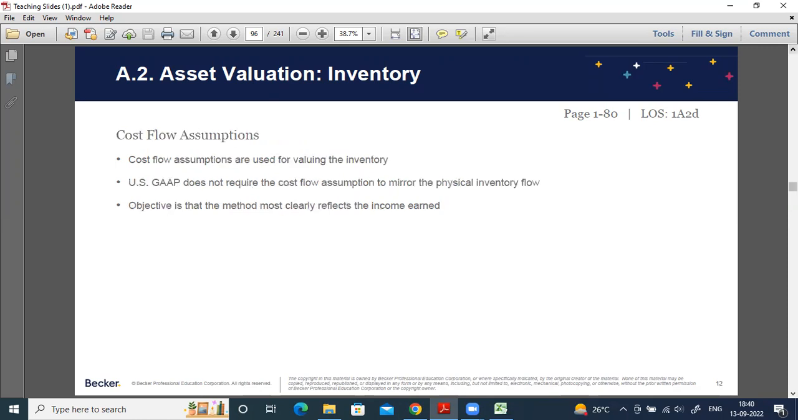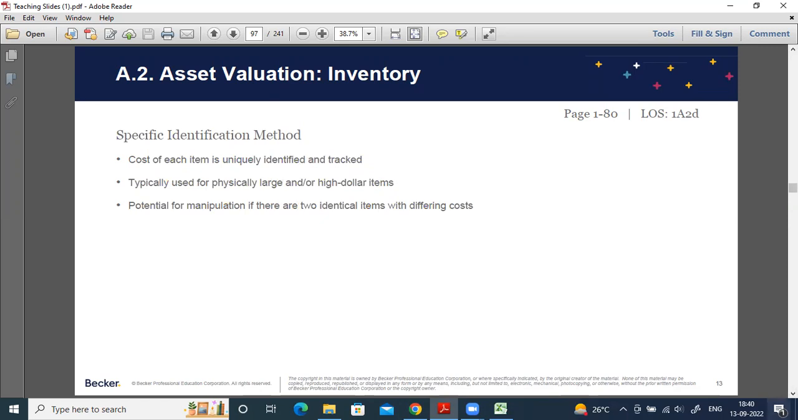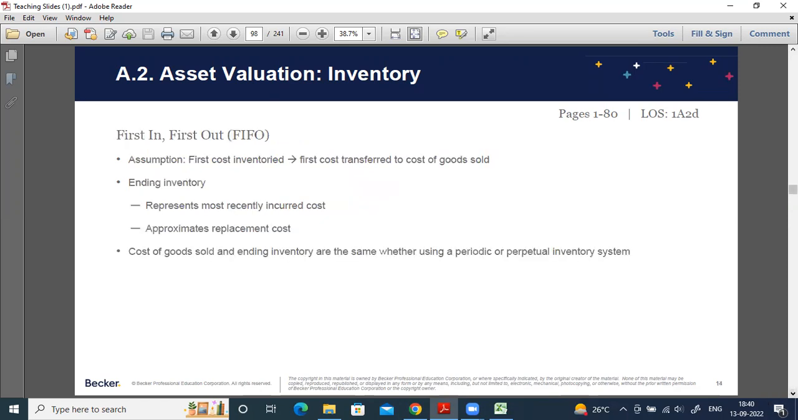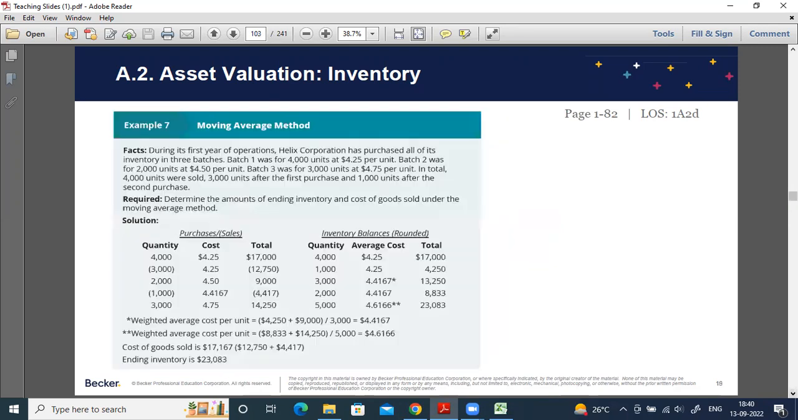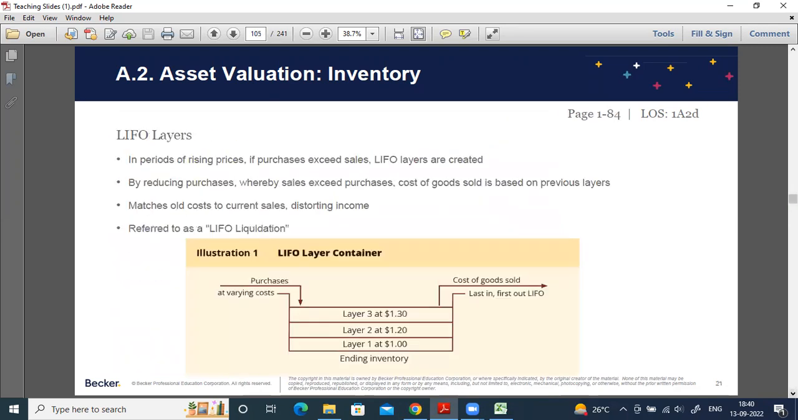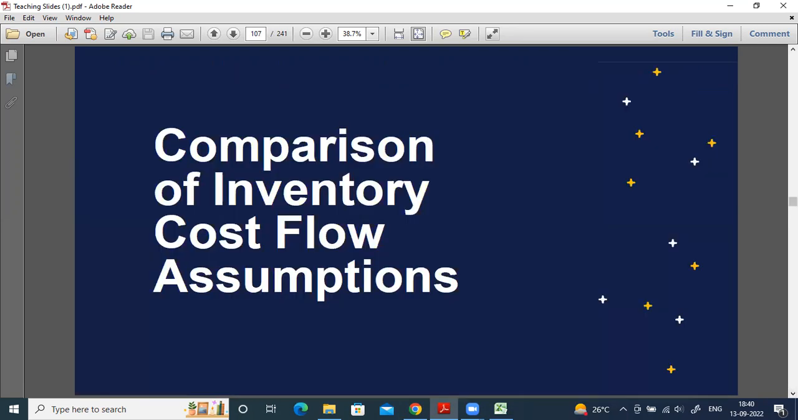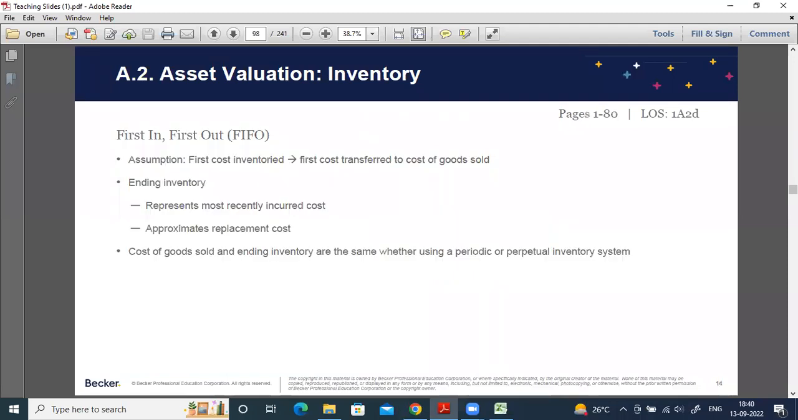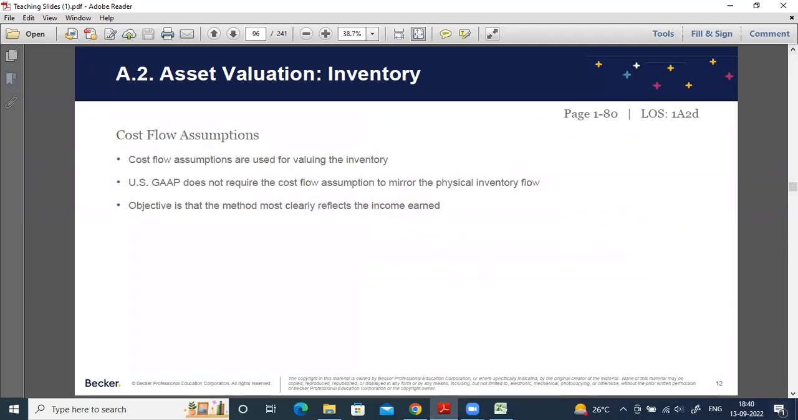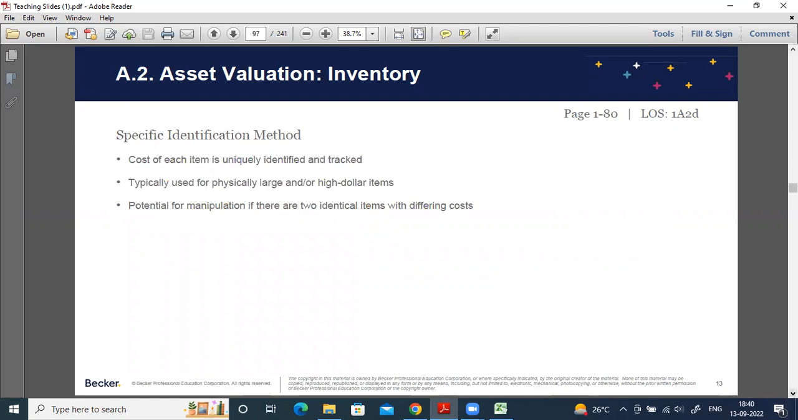have some important methods. The first one is specific identification method. Second one, first in, first out, then weighted average, then moving average, then last in, first out. Now, our first method is specific identification method. First, let me explain what this specific identification is. The cost of each item is uniquely identified and tracked.